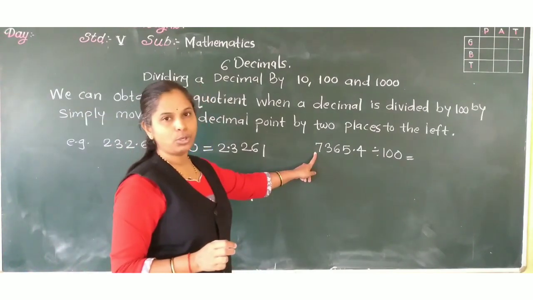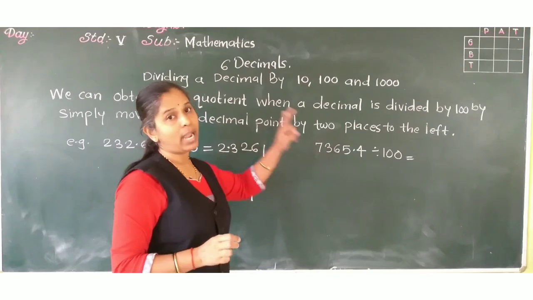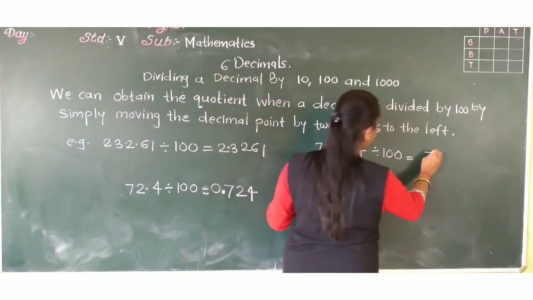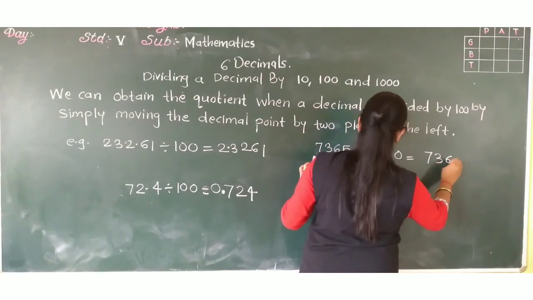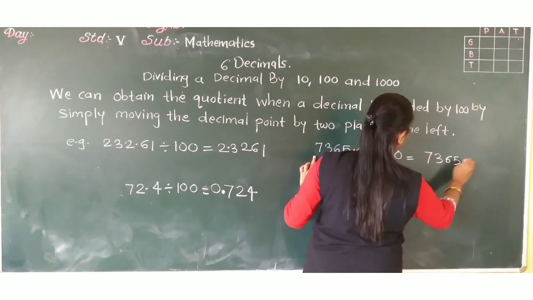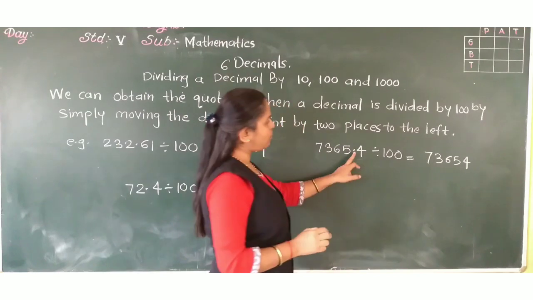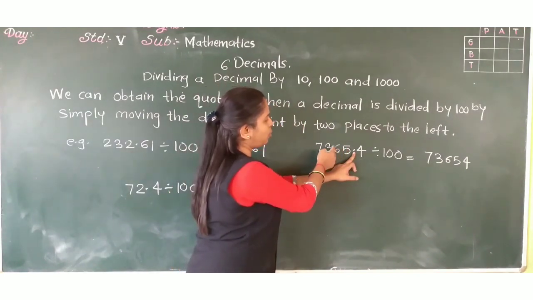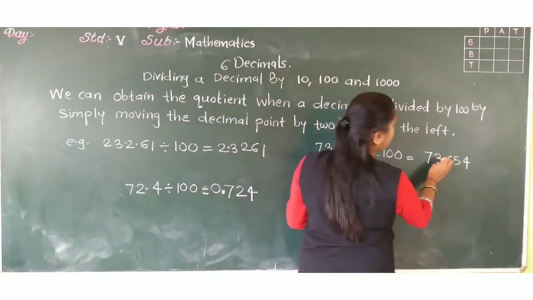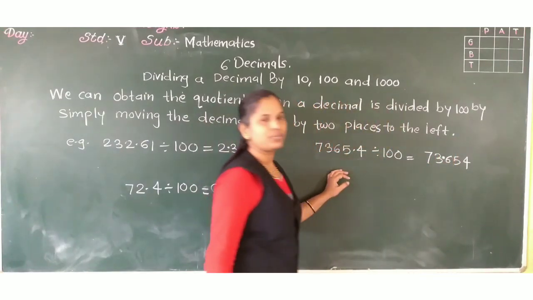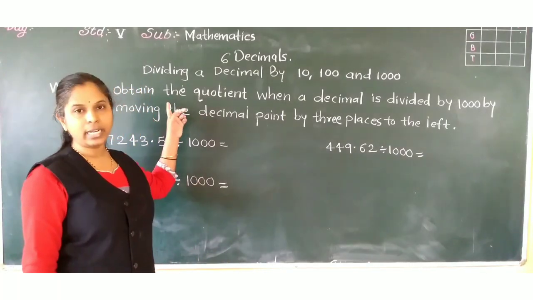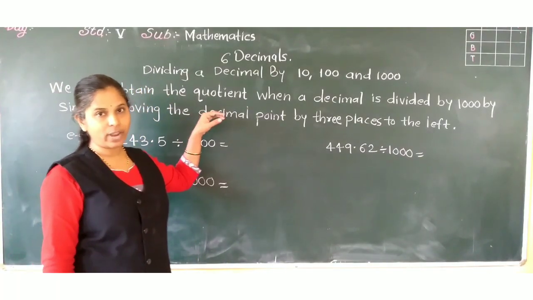This also we have to shift the decimal point by two places. So this number we have to write as it is. Where is the decimal point? Here. So it will shift by two places. That is 1, 2, and here it will come after 73. Follow? Dividing by 100.